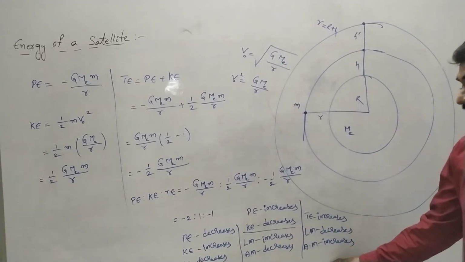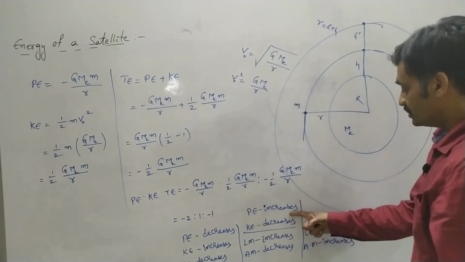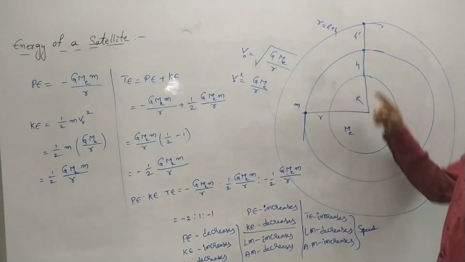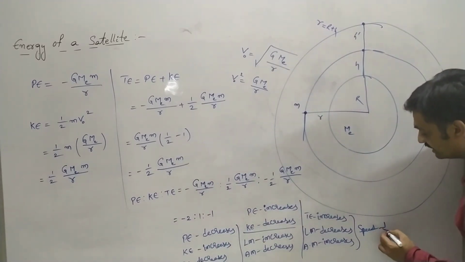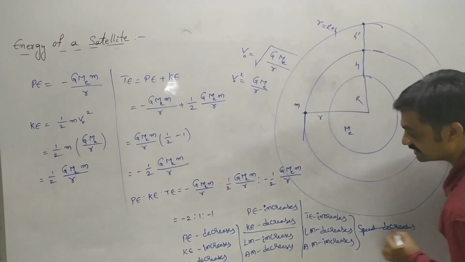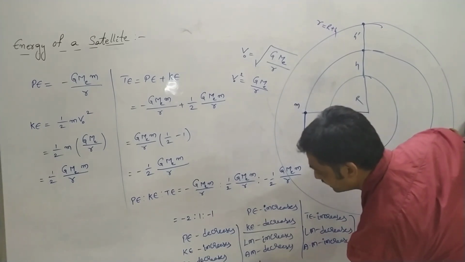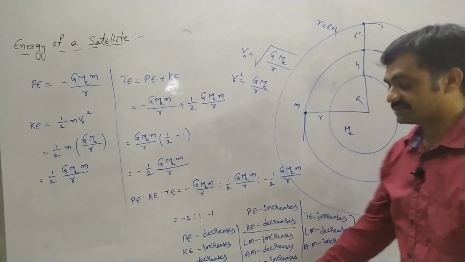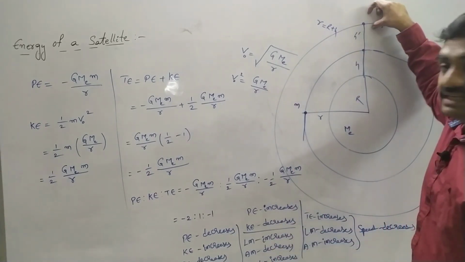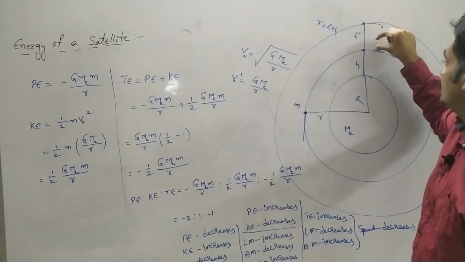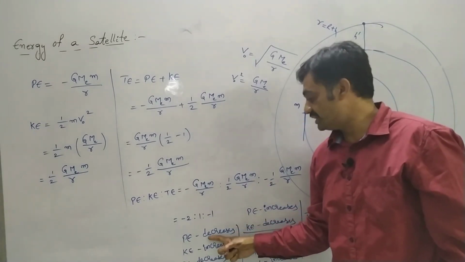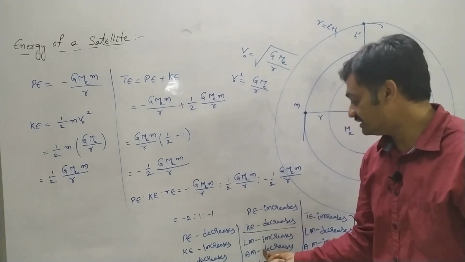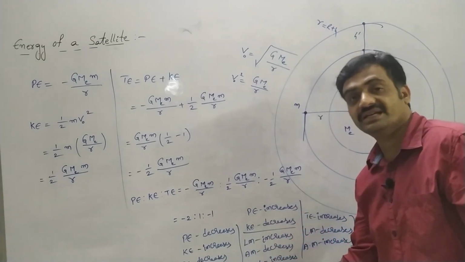As well, we can also consider the speed along with this. So in this case the speed decreases. Since it has jumped to higher orbit, speed decreases, whereas in this case speed increases. So when a satellite jumps from higher orbit to lower orbit, its potential energy decreases, kinetic energy increases, total energy decreases, linear momentum increases, angular momentum decreases, and speed increases.